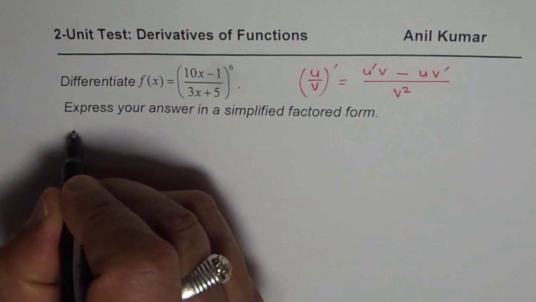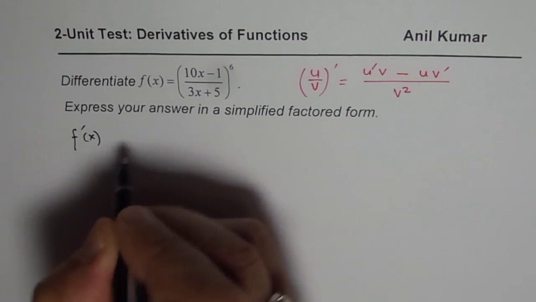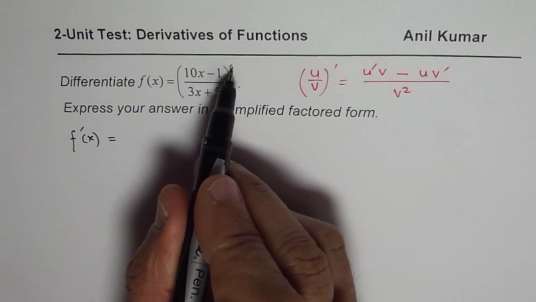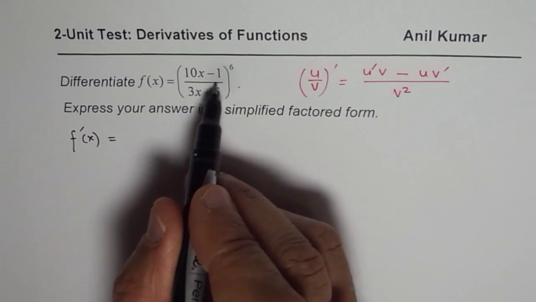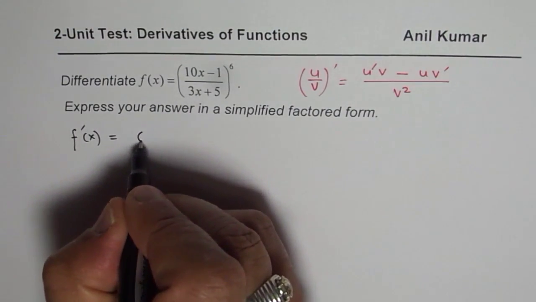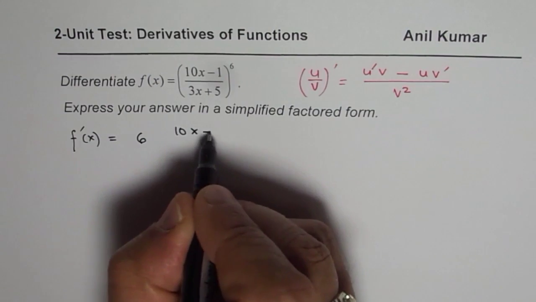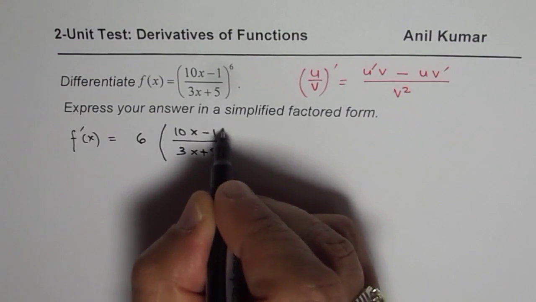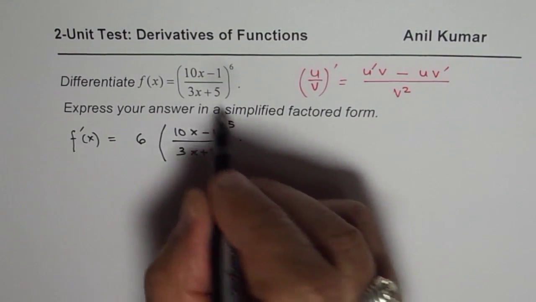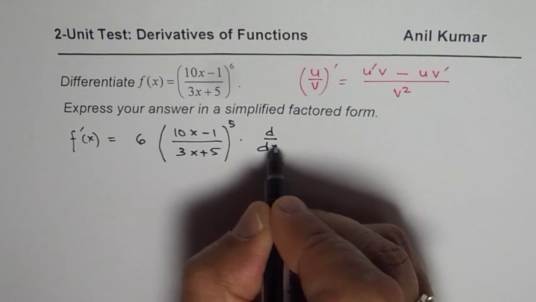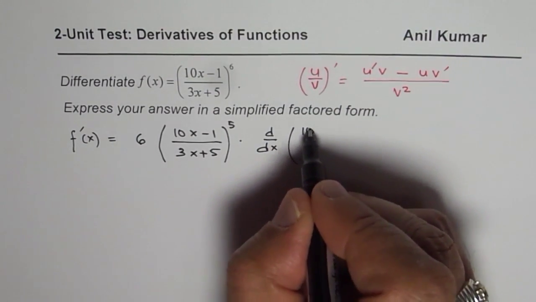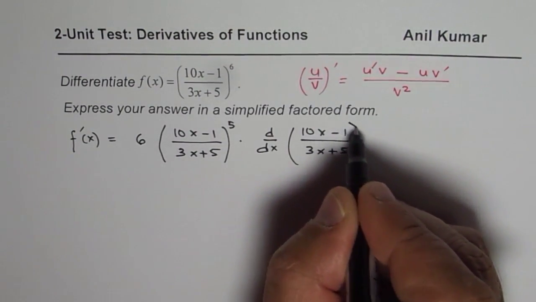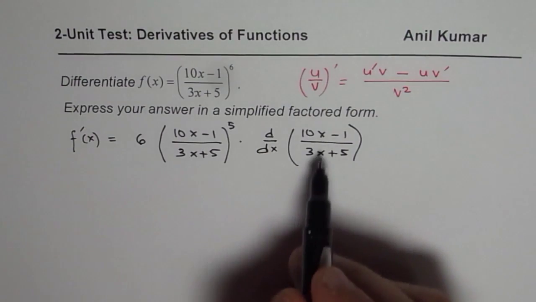So let us say that f dash x is how much? f dash x is equal to, here we have 6 as the power, right? So first we'll use the power rule and the chain rule. So it becomes 6 times (10x minus 1 over 3x plus 5) to the power of 5 times, by the chain rule, d dx of the inside term, which is (10x minus 1) over (3x plus 5), correct? And now we'll apply the quotient rule for this, right?